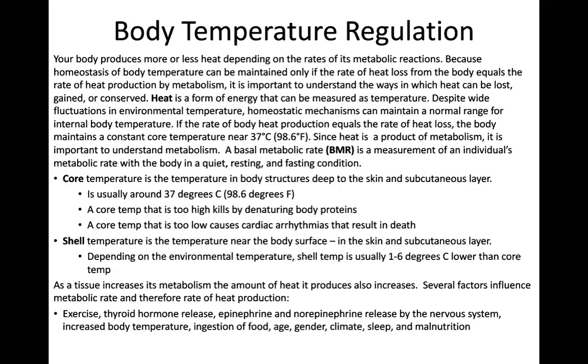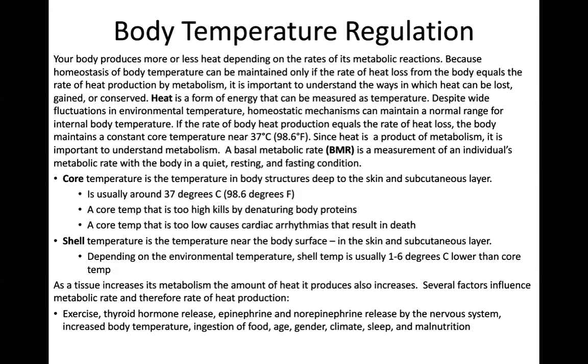And despite wide fluctuations in environmental temperatures, things that we have experienced in these couple months of class, going from when it was like 100 degrees to now, the wind chill's like 30 degrees, we have homeostatic mechanisms that can maintain a normal range of internal body temperature. We keep a pretty darn consistent body temperature around 37 degrees Celsius, even though we're constantly being exposed to extreme cold, extreme heats, that kind of stuff. If the rate of body heat production equals the rate of heat loss, our body maintains that constant core temperature, like I said, around 37 degrees Celsius or 98.6 degrees Fahrenheit.